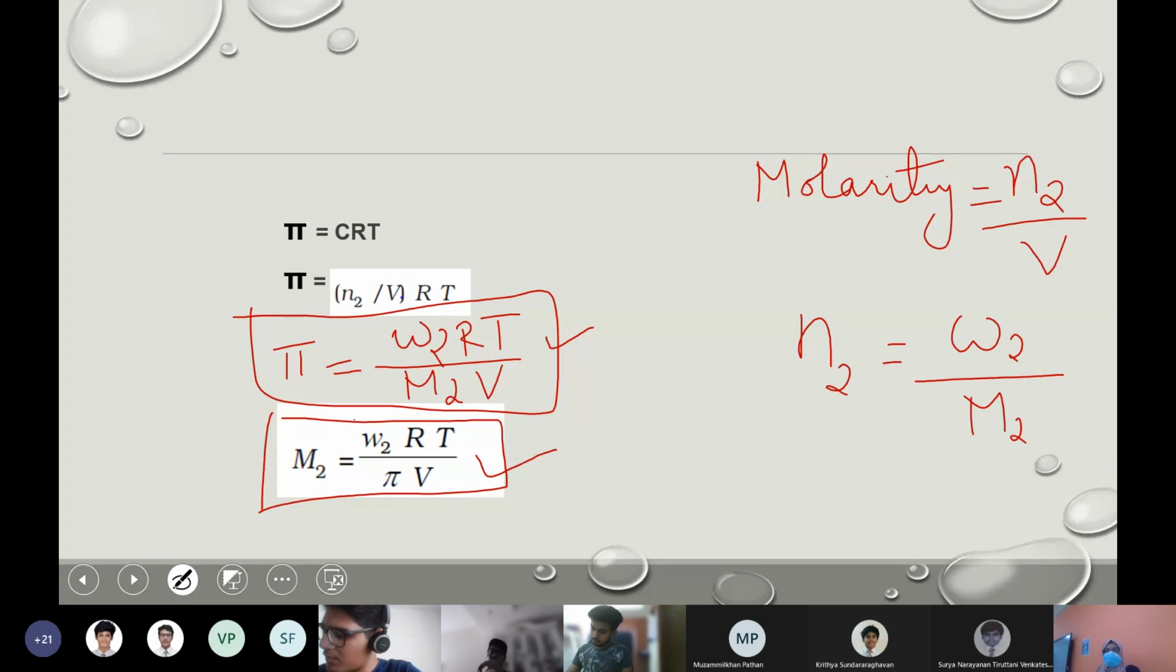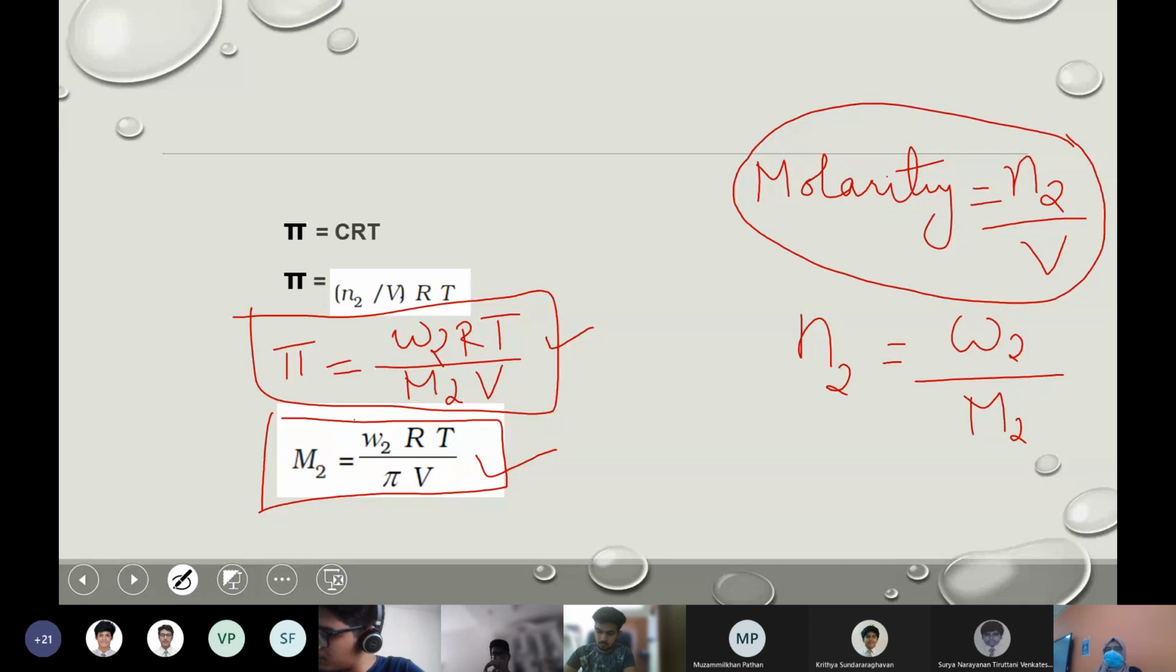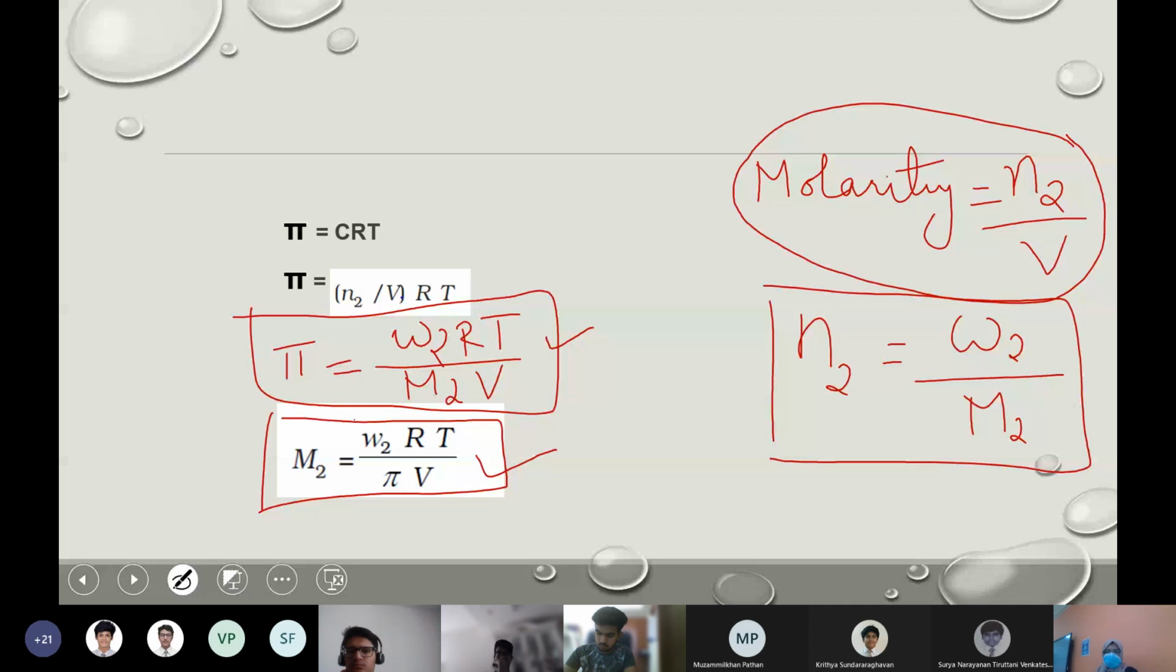So here in osmotic pressure, we express concentration in terms of molarity, that is the first difference. And molarity means number of moles of solute by volume of the solution in liters. And number of moles is calculated as mass by molar mass. And the 2 is for solute, that's why we write 2. So you will get the final equation, osmotic pressure pi is equal to W2RT divided by M2V. Or if you rearrange the equation, you will get the equation for calculation of molar mass of solute M2, that is W2RT by piV.